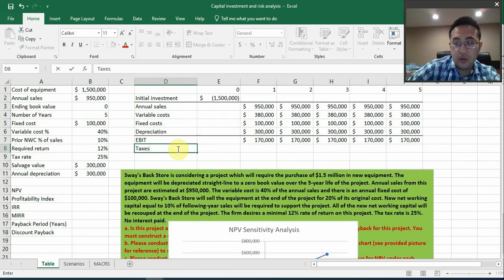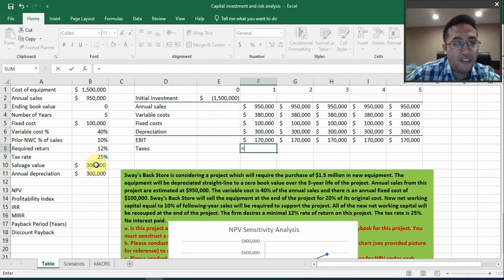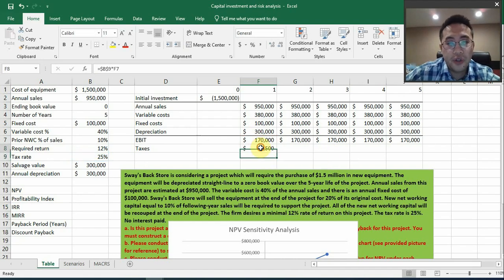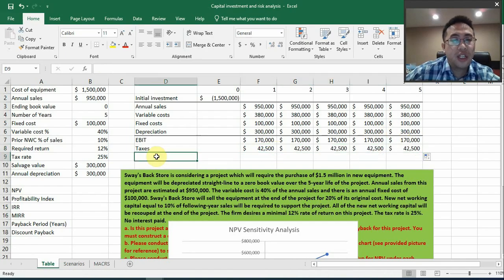There are 2 things you cannot avoid in your life. One is death, another is tax. All right, the tax rate is 25%, so you're gonna use the 25% right here. Make sure you lock it, hit the hotkey F4, times the earnings before interest and taxes. All right, so that's the tax amount you're gonna pay, and there's no interest deducted.